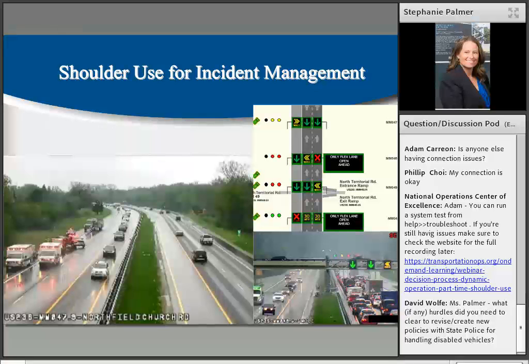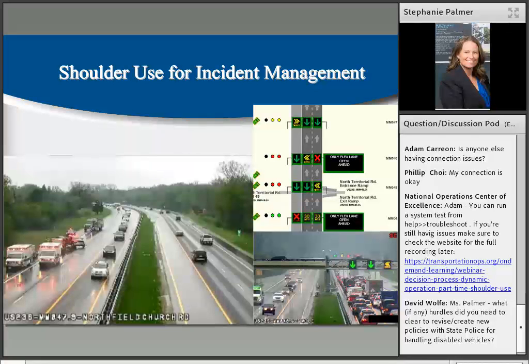We also use our shoulder for incident management. Right here, you're seeing on the left, there's an incident. It's in the right lane, but you can see the emergency responders are sticking out a little bit into the center lane. And then on the right, you'll see what it looks like in our software. When the operator enters that the incident has occurred, the software will automatically prompt the messages for those signs, which will basically merge people over around the incident and close that lane.